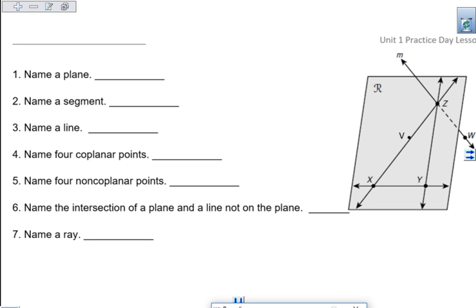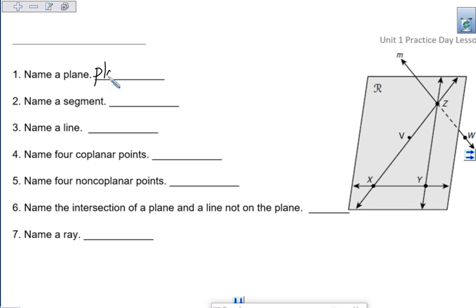First one, we are doing practice day of all of the content from Unit 1. Our first problem, name a plane. So, how do we name a plane? With 3 letters that aren't on a line, or a capital cursive letter. So how could we name this plane?